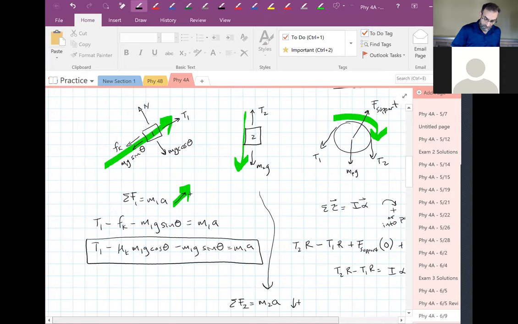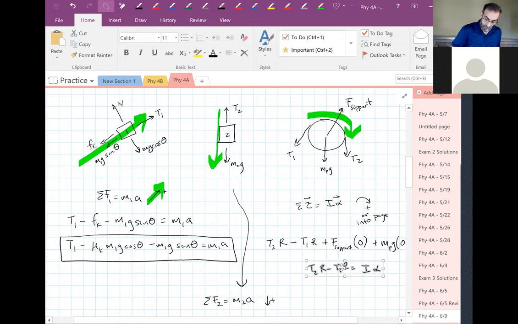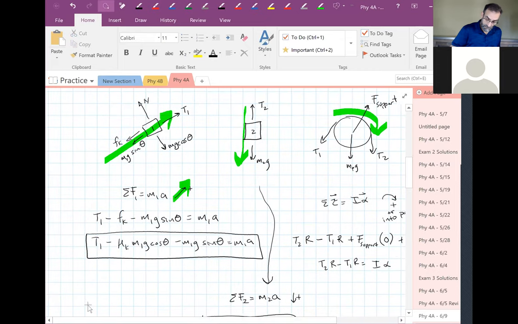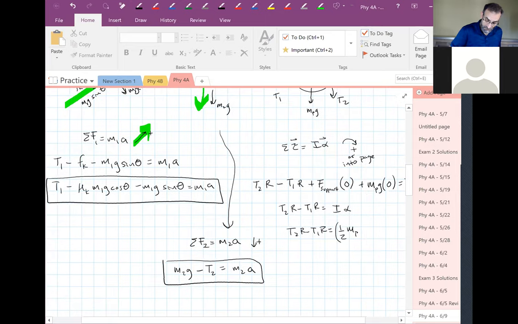All right, so now we want to just deal with a couple of more things. We weren't given I or alpha. We need to get those in terms of things we know. I for a solid disk rotating about its center point, we can look up on our table. And that's 1/2 the mass of the pulley times the radius squared. That's I.